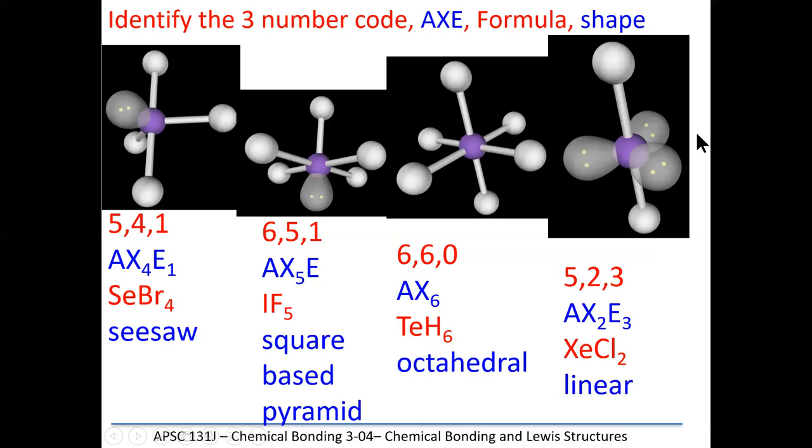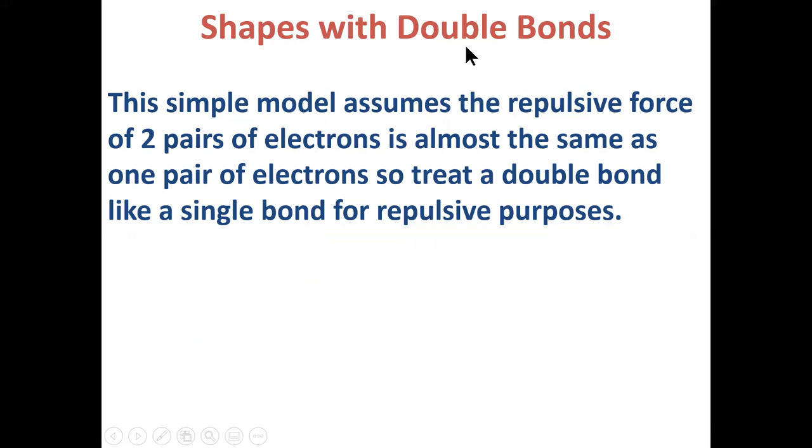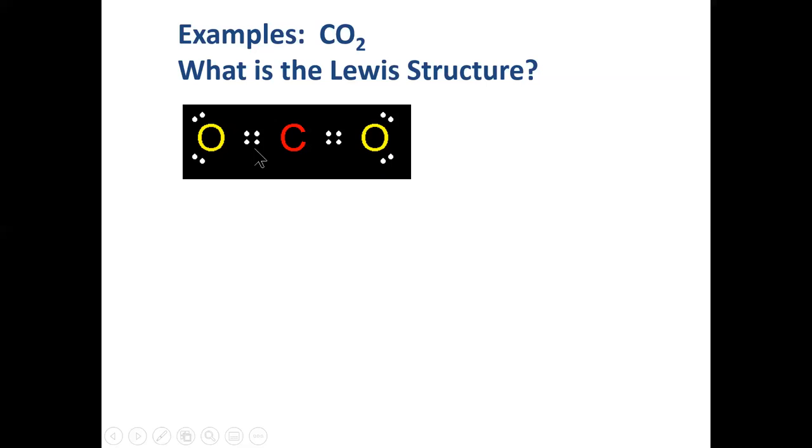Okay, now shapes of double bonds. So we're going to assume the double bonds have the same amount of repulsion as the single bonds, just for the sake of simplicity. So we have a few here. What's the Lewis structure of this? Well, this is carbon dioxide. If we come up with the Lewis structure, we would say carbon supplies 4, oxygen supplies 6. 6 and 6 is 12, 16 electrons. We have an arrangement where we have 8 electrons around each oxygen. We've created double bonds to make carbon more stable.